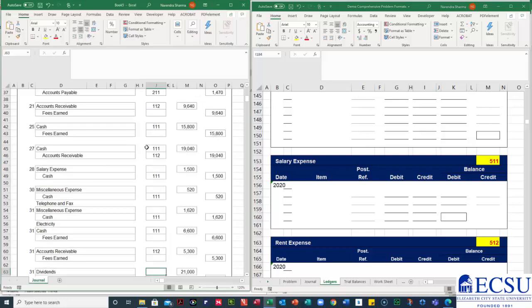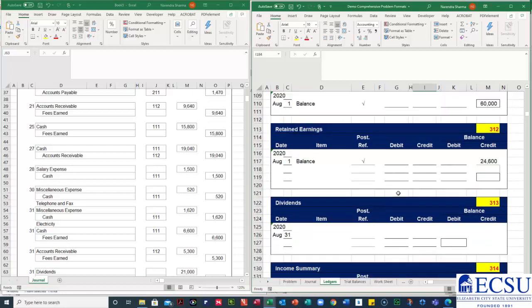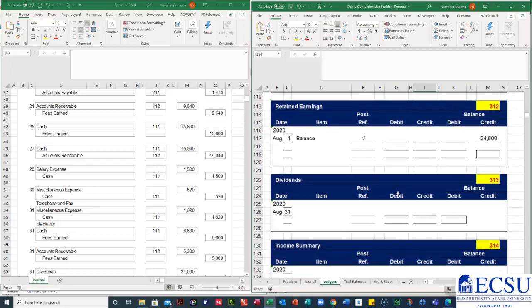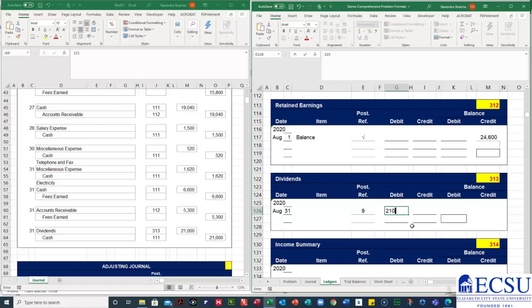So what are we looking for? We are looking for retained earnings, common stock, dividend. Yes, there was a dividend payment. Dividend is 313. So dividend was debited with, this is page 9, and debited with 21,000. So the balance also will be 21,000 now. All right, so that is your dividends.